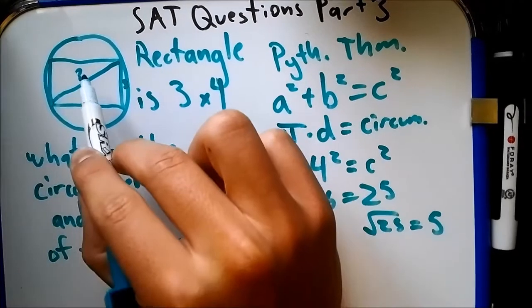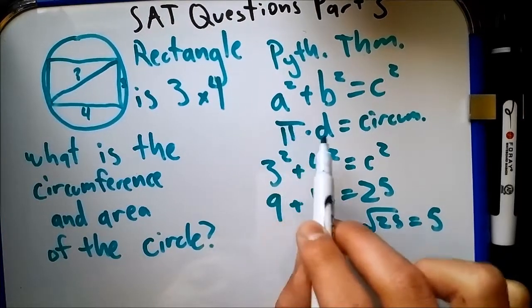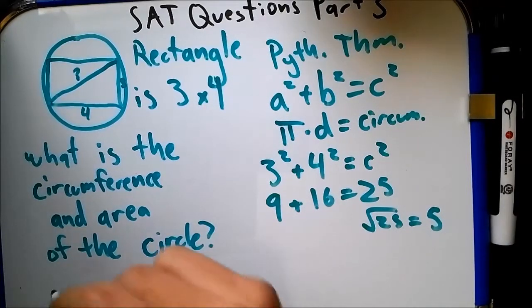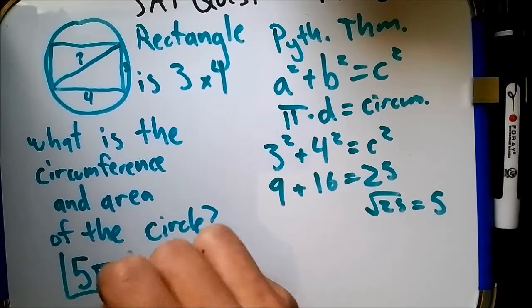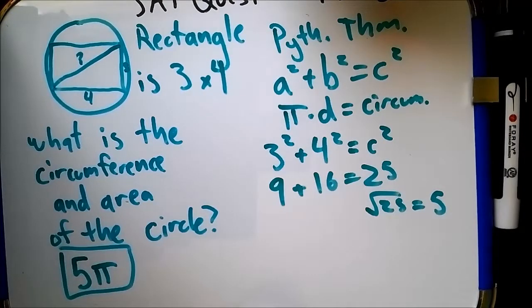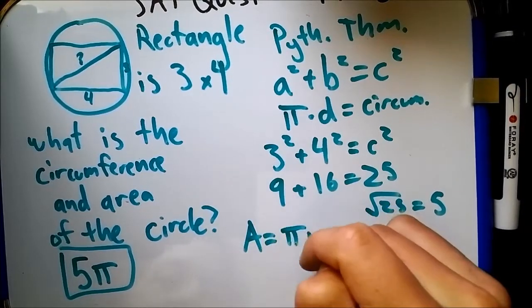So if this side is 5, that's the diameter. Now we know that pi times 5 is the circumference. So the circumference is simply 5 pi. But what if we wanted to find the area? Well, the area of a circle is equal to pi r squared.